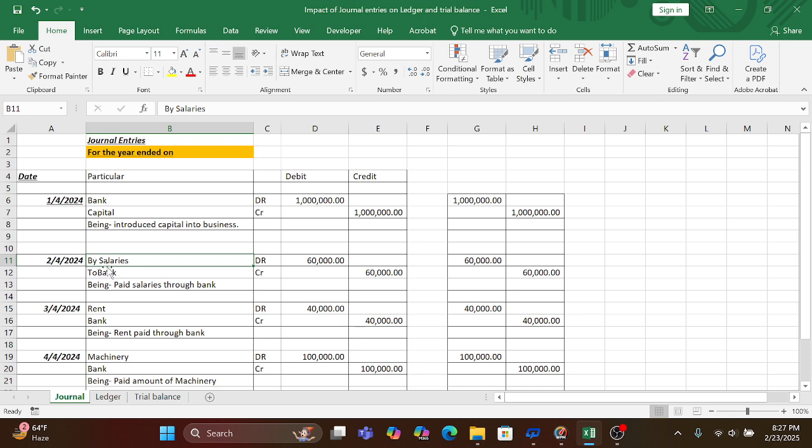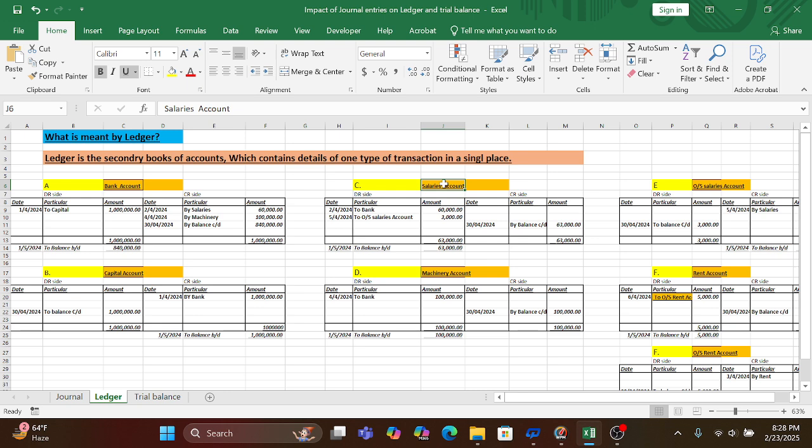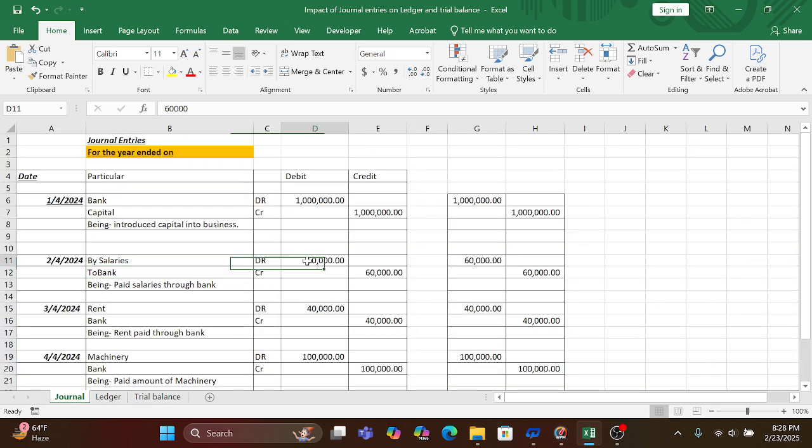So in this transaction we have paid the salary to our employees. In that case we have to post the entry in the salary account as well as in the bank account. If you see here, in the salary account I have shown 'to bank', that is 60,000 rupees.